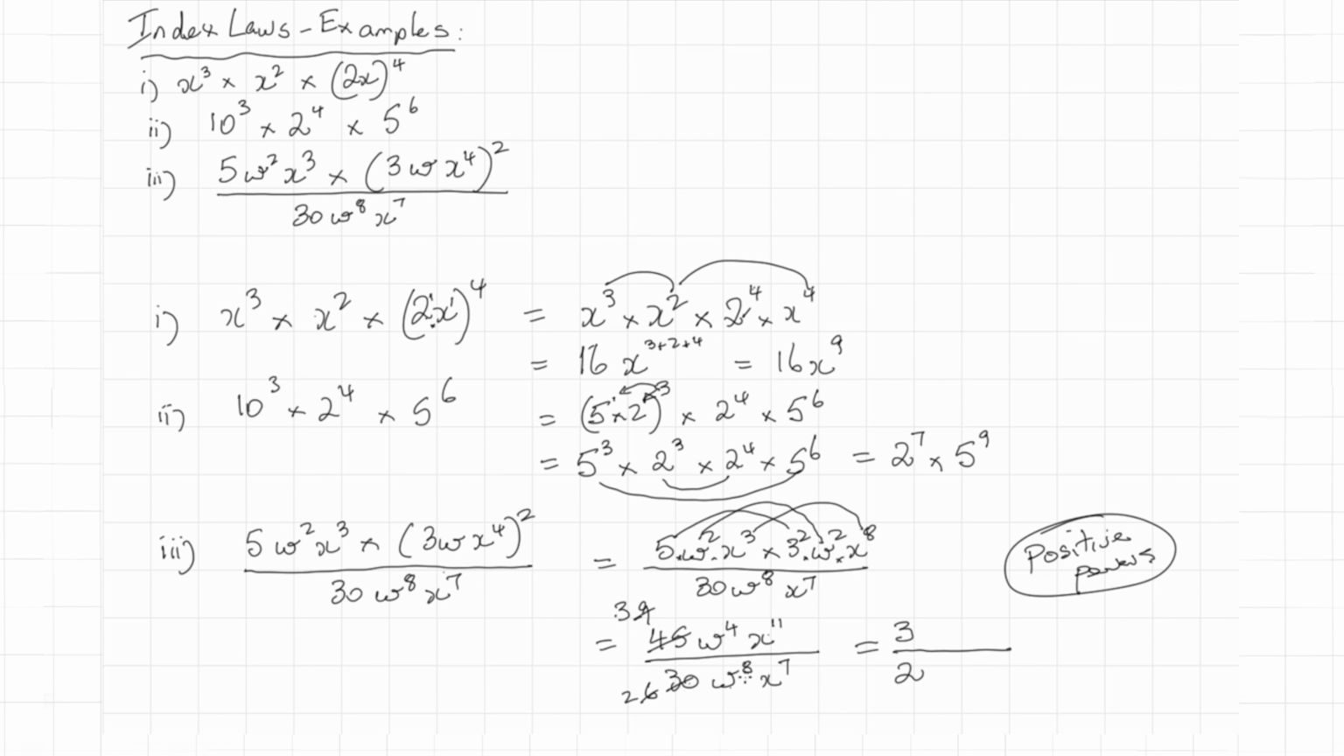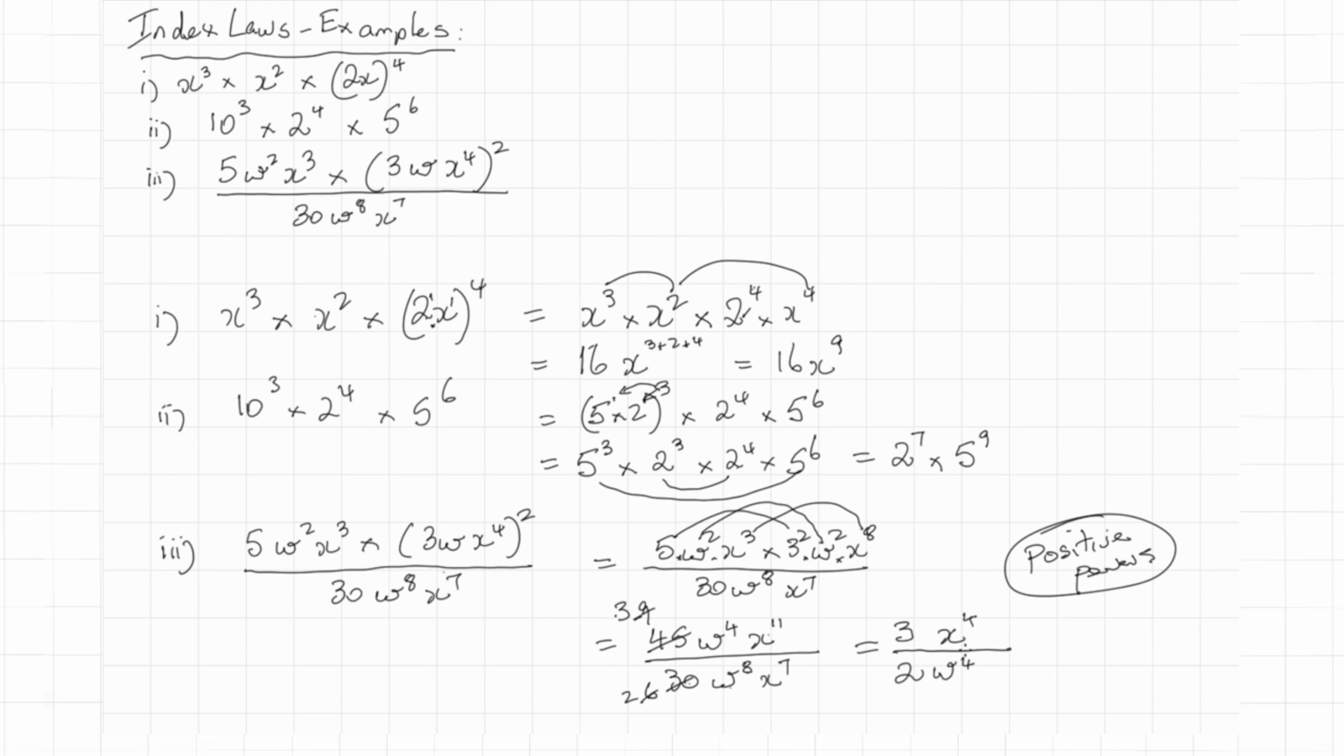We decided that there are more positive powers of w on the bottom, so our w is going to be on the bottom, and it'll be 8 minus 4, which is 4. And there are more positive powers of x on the top, so we'll put our x on the top, and it'll be 11 minus 7, which is also equal to 4. And there is our answer.